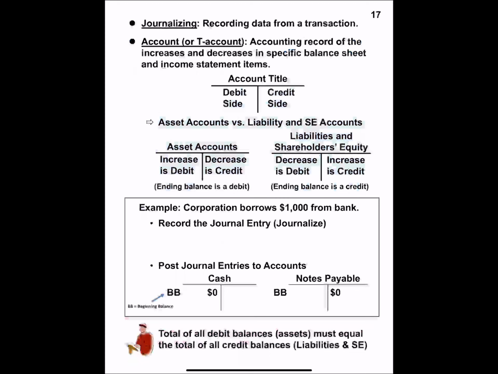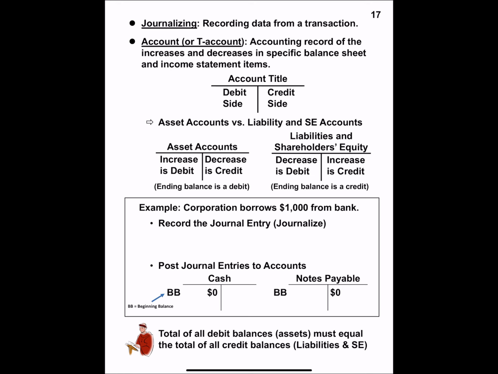All right, so some terminology here. The idea of journalizing: what we mean by journalizing is recording the data from a transaction. If you were to go back 60 years ago, a lot of journal entries were done with paper and pencil. Today, the vast majority, if not all of them, are done through computer systems. So that's journalizing, simply recording data from a transaction.